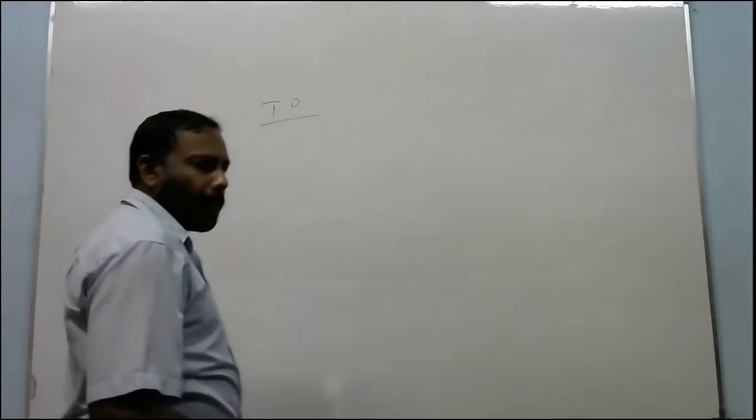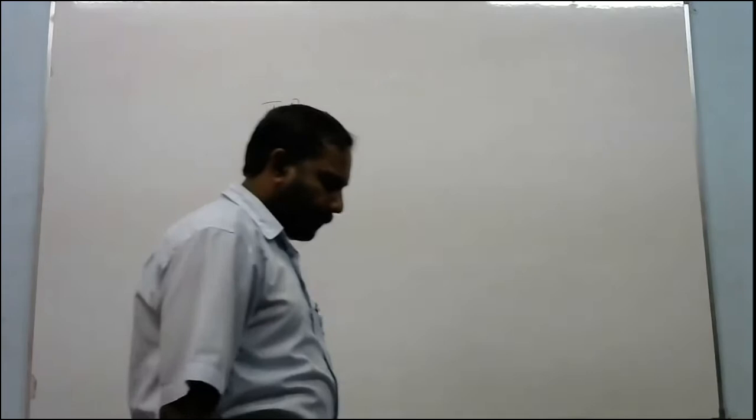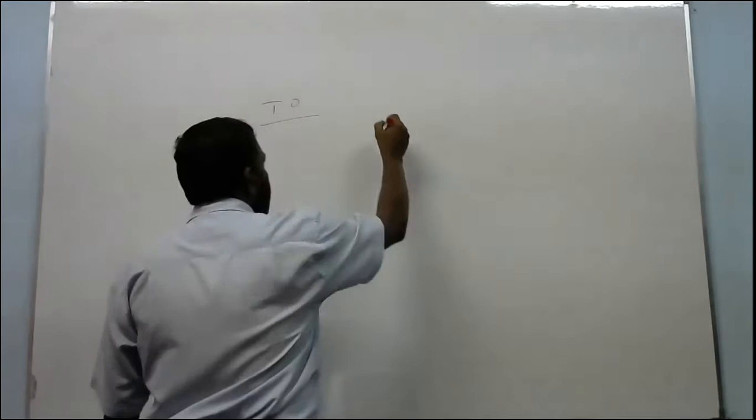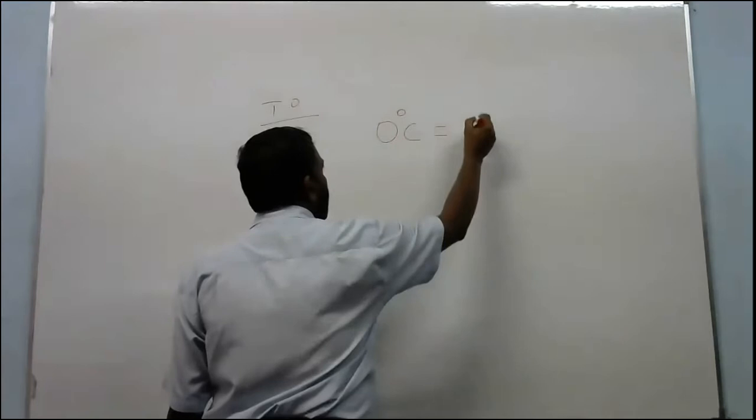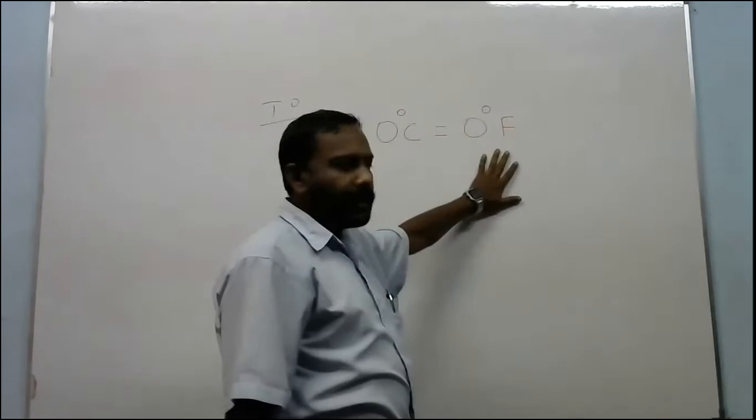Right, now you remember the examples for the interval data. What are the examples? We said temperature. I will take temperature first. We said true zero is not existing. How do we measure the temperature? What are the units available to measure the temperature? Celsius, Fahrenheit. Yeah, Celsius and Fahrenheit. Let's say 0 degrees Celsius is equal to 0 degrees Fahrenheit. Is that true? No.